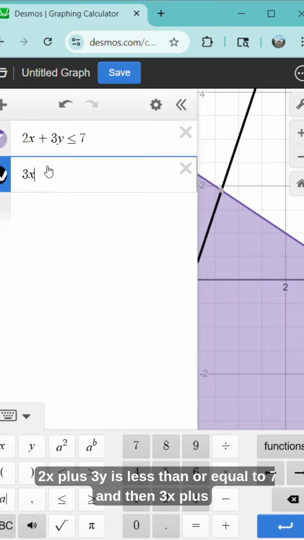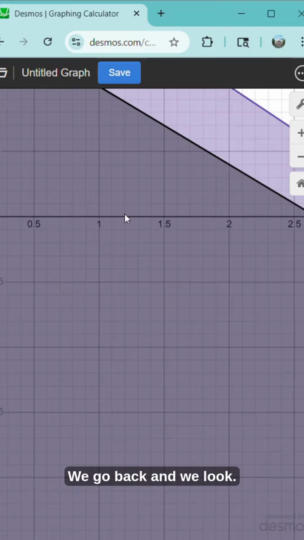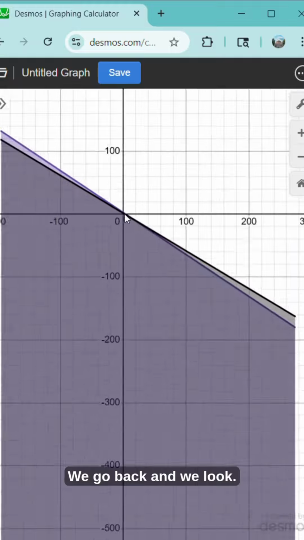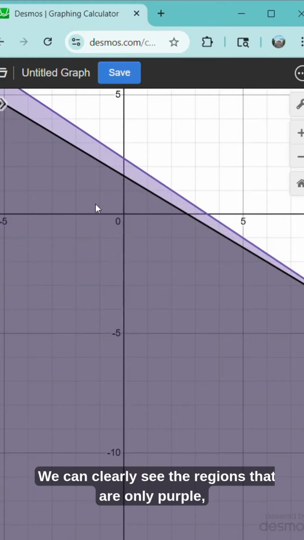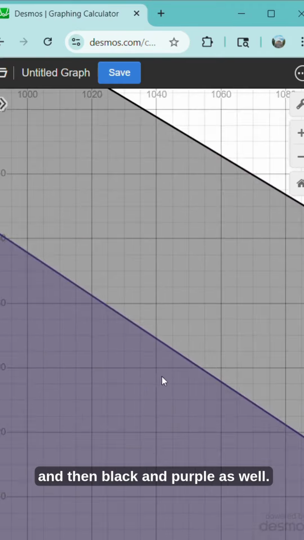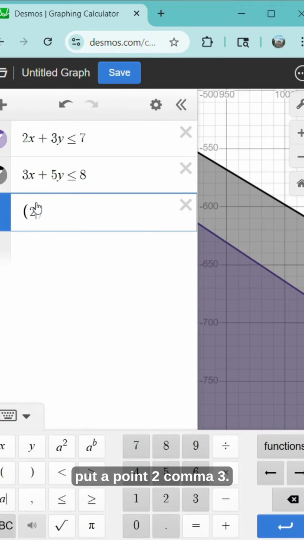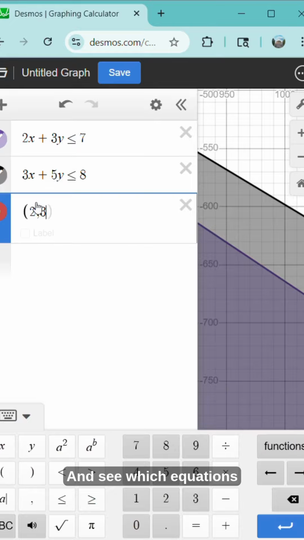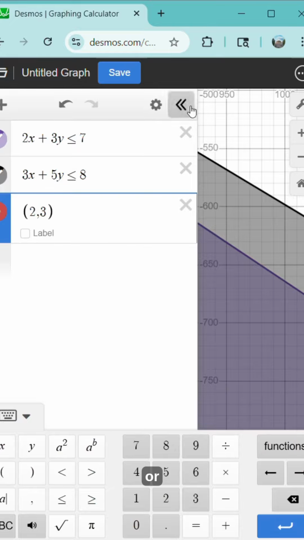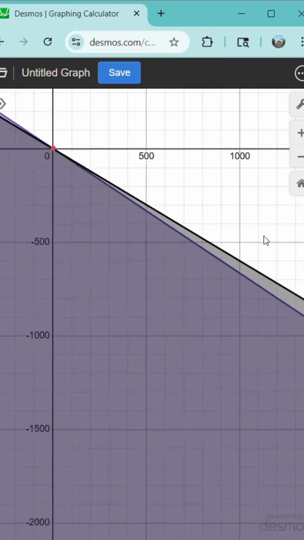2x plus 3y is less than or equal to 7, and then 3x plus 5y is less than or equal to 8. We go back and we look, we can clearly see the regions that are only purple, only black, and then black and purple as well. So you can, for example, put a point 2 comma 3 and see which equations, or rather inequalities, this point satisfies.